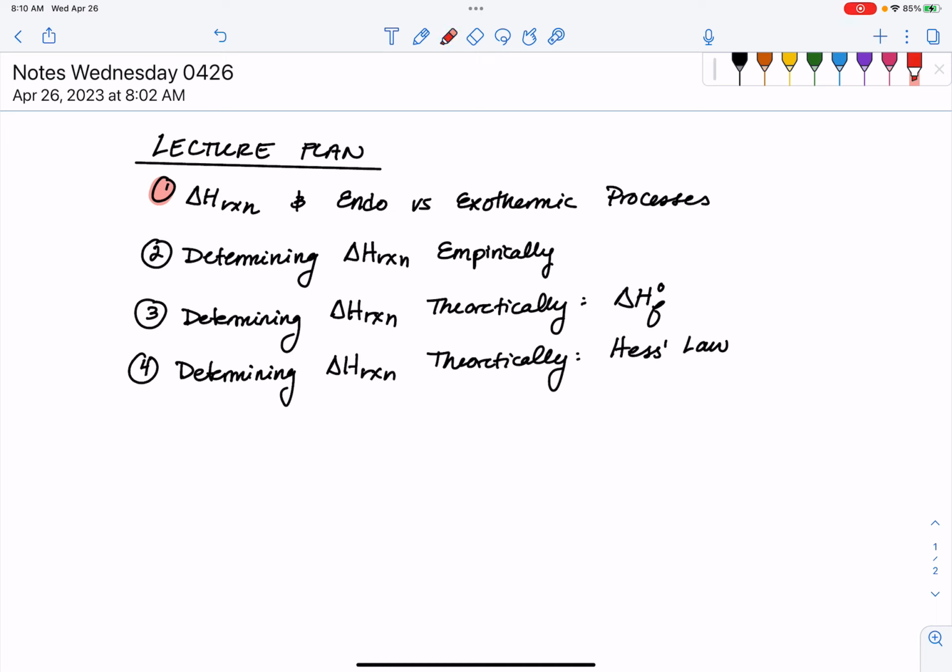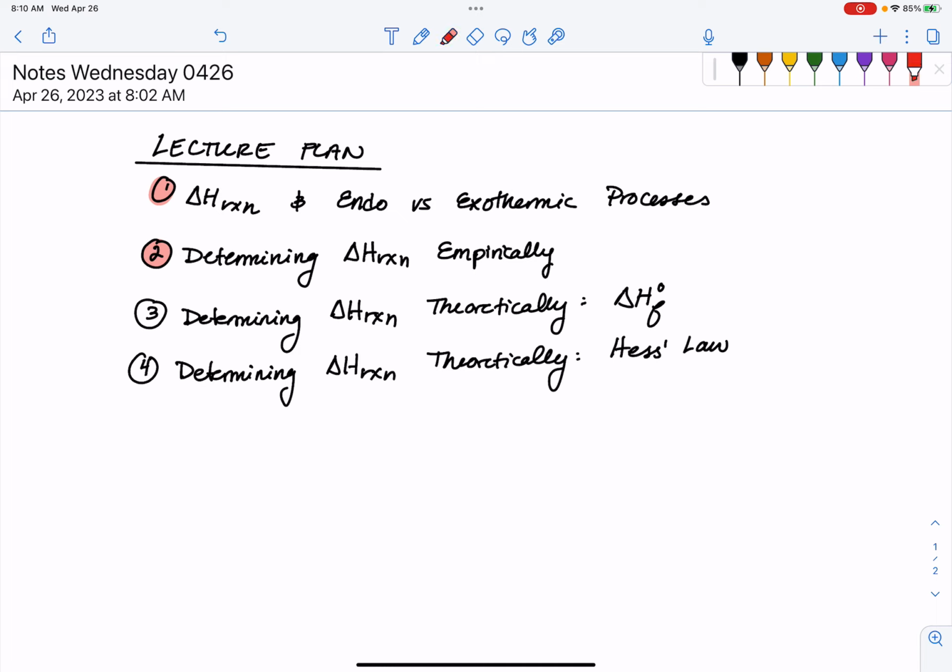Then we're going to talk about the various means that we have of determining the heat of reaction or enthalpy of reaction. We're going to begin by going back to our calorimetry, which is going to allow us to figure out the heat of a reaction in the lab. Again, empirically means from direct observation. So we'll talk about how we can calculate the heat of a reaction based on lab measured quantities.